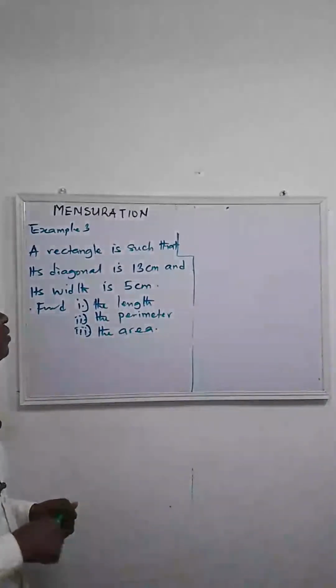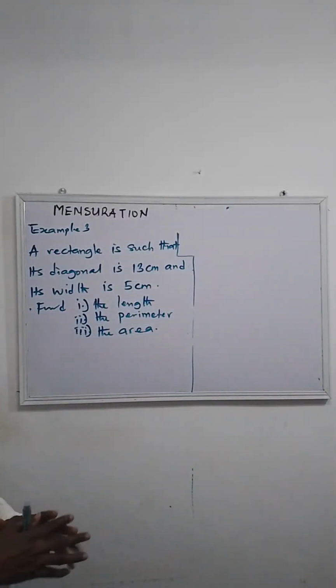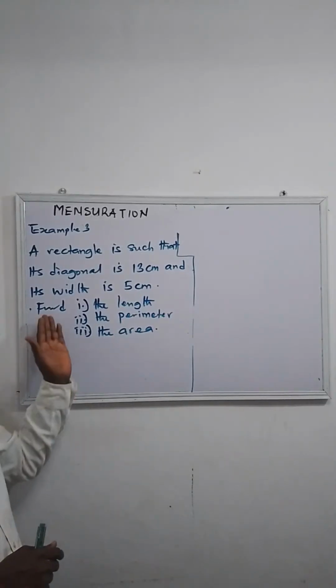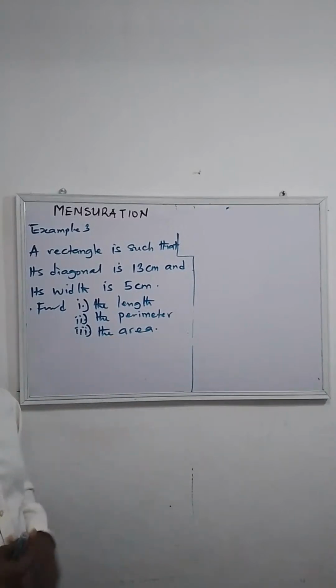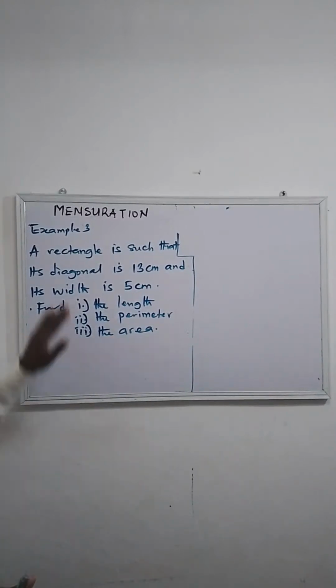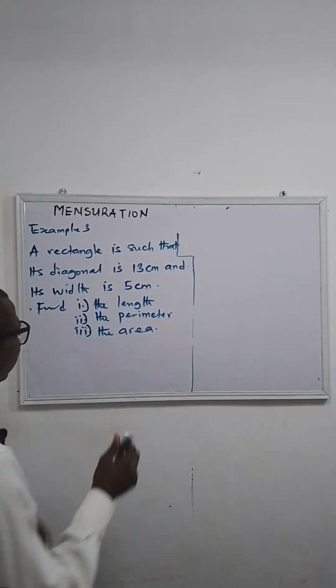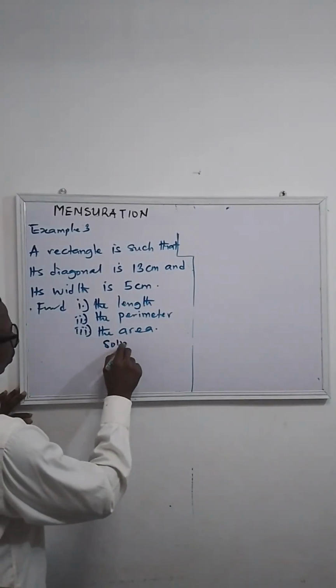Now we have a rectangle such that its diagonal is 13 centimeter and its width is 5 centimeter. The question is, find the length, the perimeter, and the area of this rectangle. So now let us draw the rectangle.